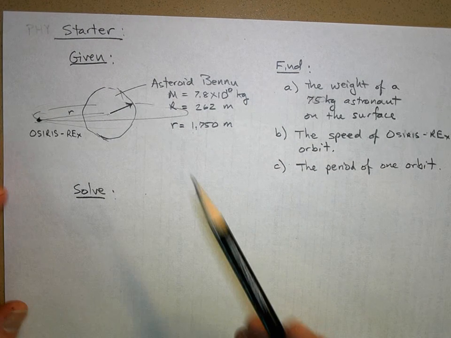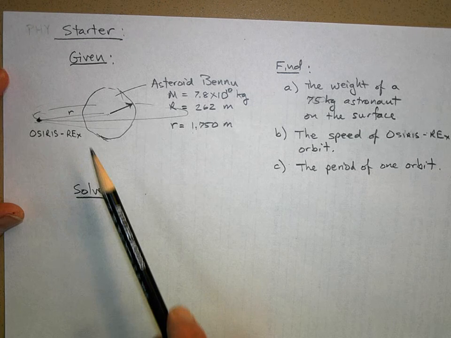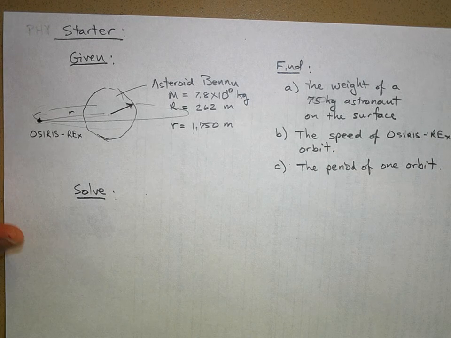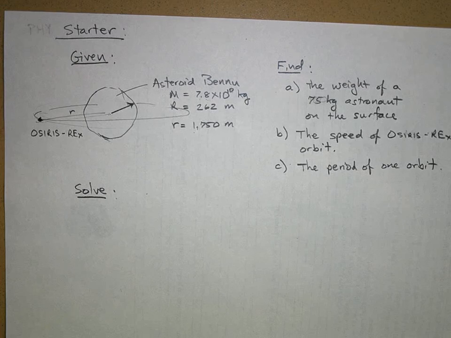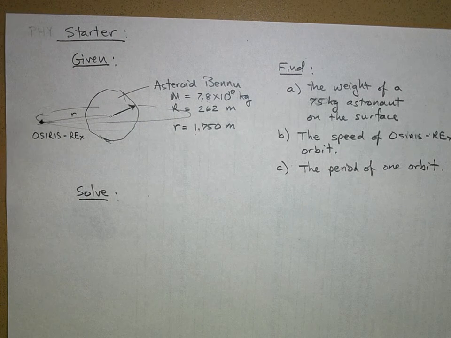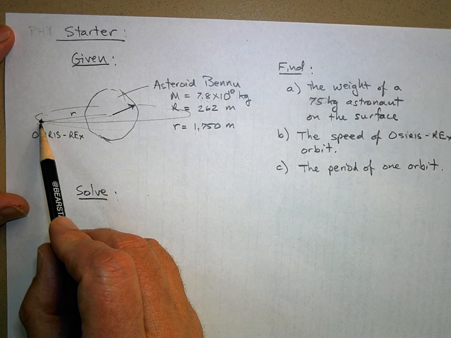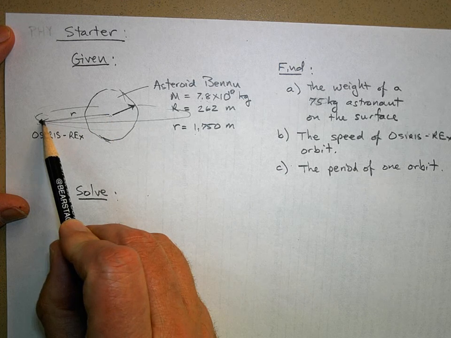Okay, so we've got this asteroid, Bennu, and we've recently put a spacecraft called Osiris-Rex into orbit around Bennu. And Bennu is known to have a mass of 78 billion kilograms. So that's 7.8 times 10 to the 10 kilograms. It has a radius of 262 meters. And the orbital radius of the Osiris-Rex spacecraft is 1,750 meters from the center out to the spacecraft, and it's in a circular orbit.